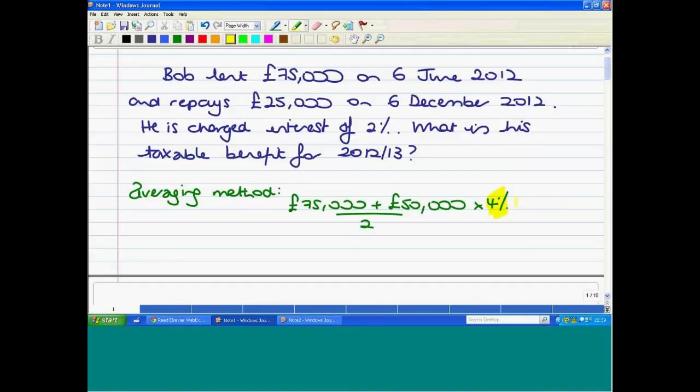Now, I'm not quite finished with this formula because, as we mentioned, he did actually take the loan on the 6th of June. So as things stand at the moment, that formula is representing a full tax year. What I therefore need to do is times it by 10/12, and then that takes into consideration that he should only be chargeable for 10 of those 12 months. Now, if we run that through the calculator, we should get £2,083.